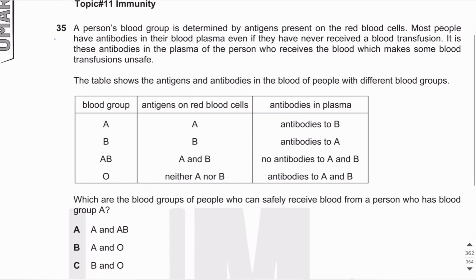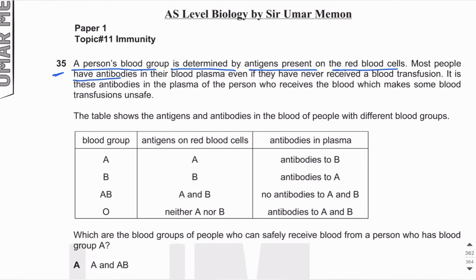Let's move on to MCQ number 35. A person's blood group is determined by the antigens present on the red blood cells. Most people have antibodies in their blood plasma even if they have never received a blood transfusion. It is these antibodies in the plasma of a person who receives the blood which makes some blood transfusions unsafe. So the information over here says that the blood group is determined by the antigens present on the red blood cells. So let me give you an idea.